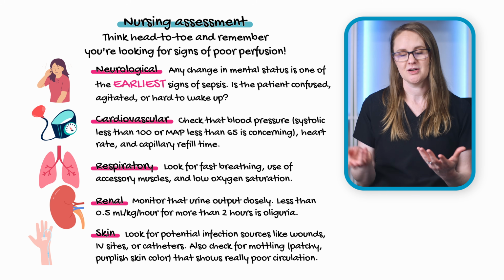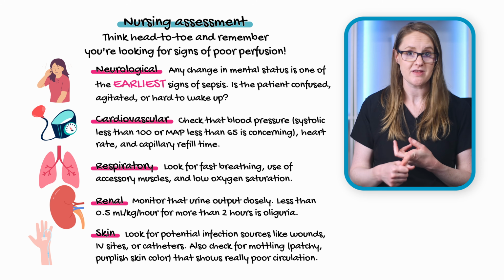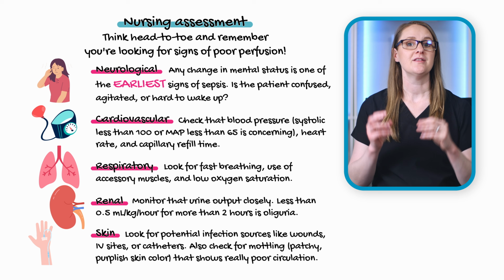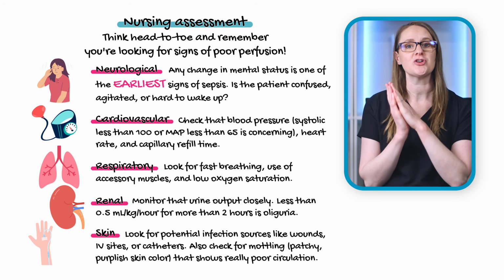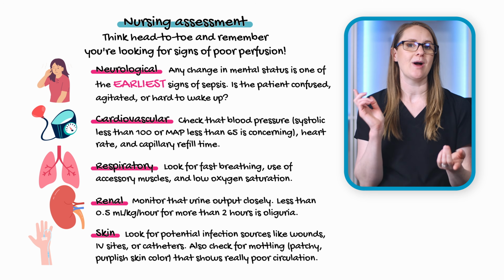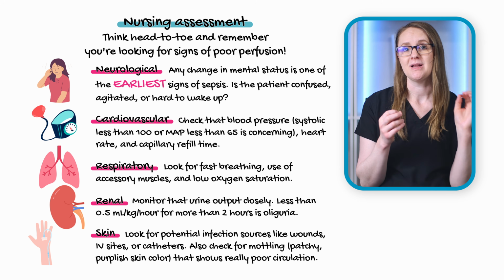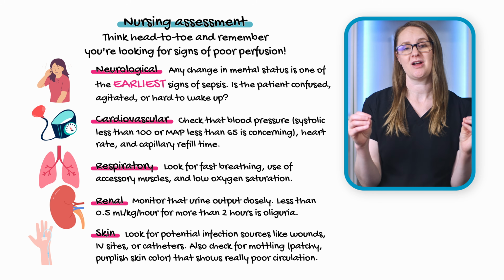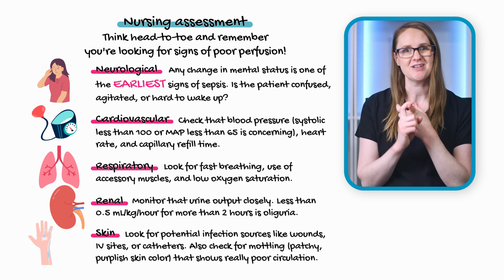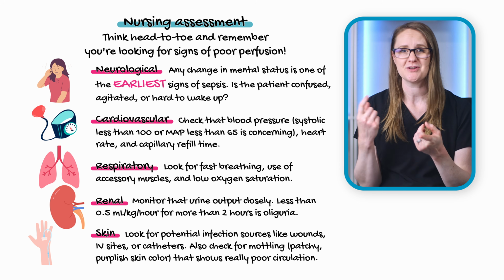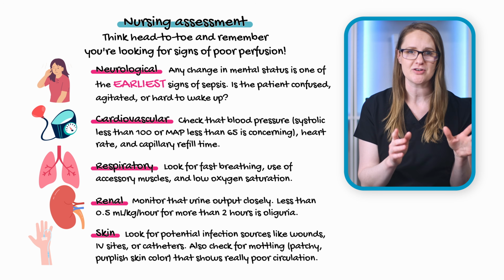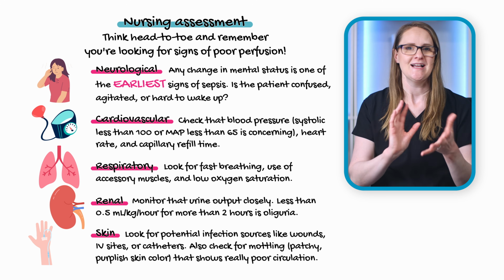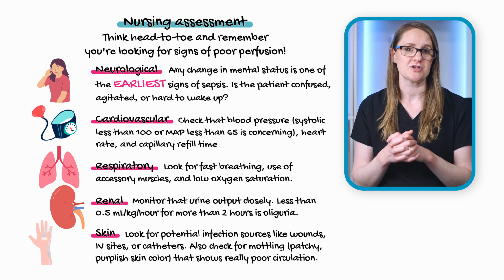And then respiratory, look for that tachypnea, that fast breathing, use of accessory muscles, and low oxygen saturation. And then the renal system, we want to monitor their urine output closely. So anything less than 0.5 milliliters per kilogram per hour for more than 2 hours, that's oliguria. Now skin, look for potential infection sources. We're looking for things like wounds, IV sites, catheters. Also check mottling. So that is patchy, purplish skin color that shows really poor circulation.